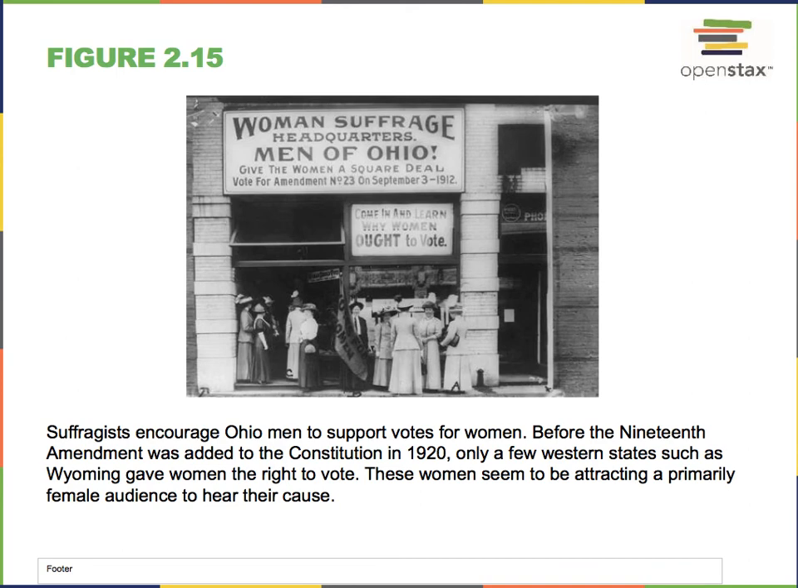Before the 19th Amendment was added to the Constitution, 19th Amendment, 1920, only a few western states such as Wyoming gave women the right to vote. So it was really a states' rights issue, states determined. So obviously they attracted a largely female audience for earning the right to vote. But just an interesting, again, the interlacing between history and how the Declaration of Independence and the Federalist Papers led to the Constitution within the construct of history and how it evolved over time.